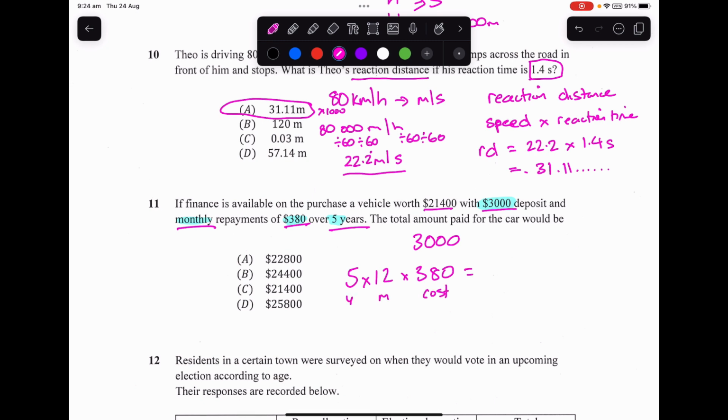So we multiply those and we get 22,800, but we have to add on to that our $3,000 deposit, because we've already paid that. So we end up paying $25,800, which is answer D.